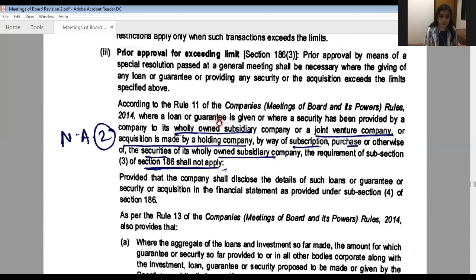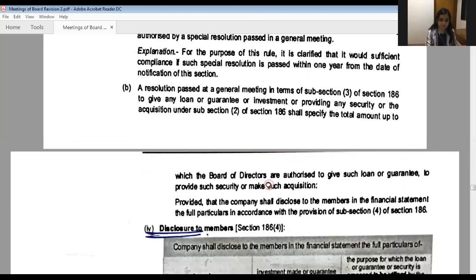Now, the next is section 186 subsection 3 shall not apply in case where the loan, guarantee or security is provided by the company to its wholly owned subsidiary or joint venture company, or acquisition is made by the holding company by way of subscription, purchase, or otherwise of the securities of its wholly owned subsidiary.